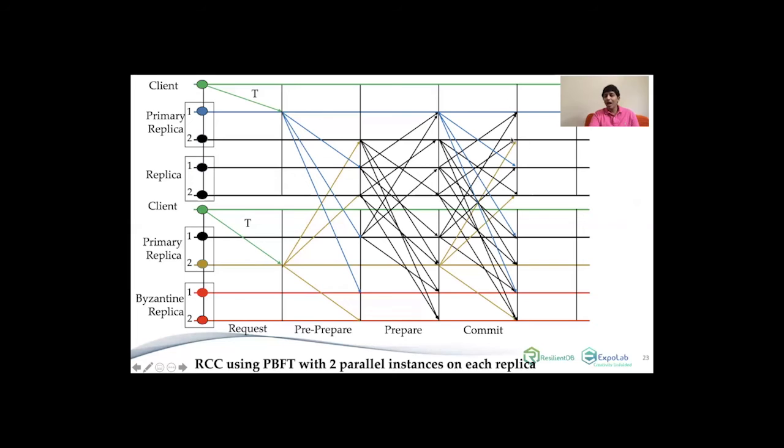Now, at this point in time, RCC requires each replica to create a global order. A simple way to create a global order is just to assume a linear ordering. For example, this primary's ID is 1, this primary's ID is 2. So we'll say that the request of 1 should be ordered before the request of 2.